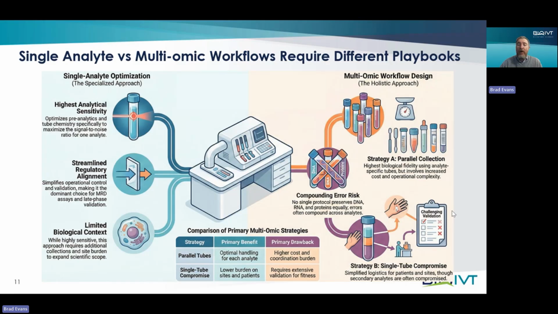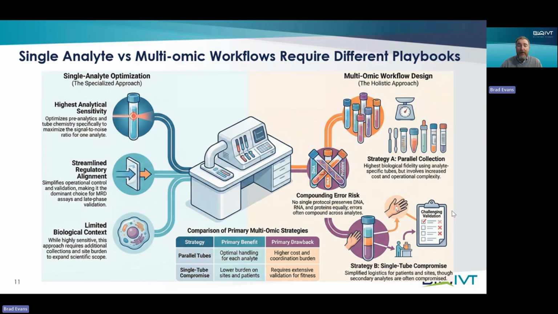If you later want to look at RNA, vesicles, or proteins, the sample may not support it well without additional collections. On the right is a multi-omic workflow approach. Now the goal is broader biological context from the same patient sample. But this introduces compounding error risk because no single protocol preserves DNA, RNA, vesicles, and proteins equally well. Trade-offs across analytes accumulate. There are really two ways teams try to manage this.